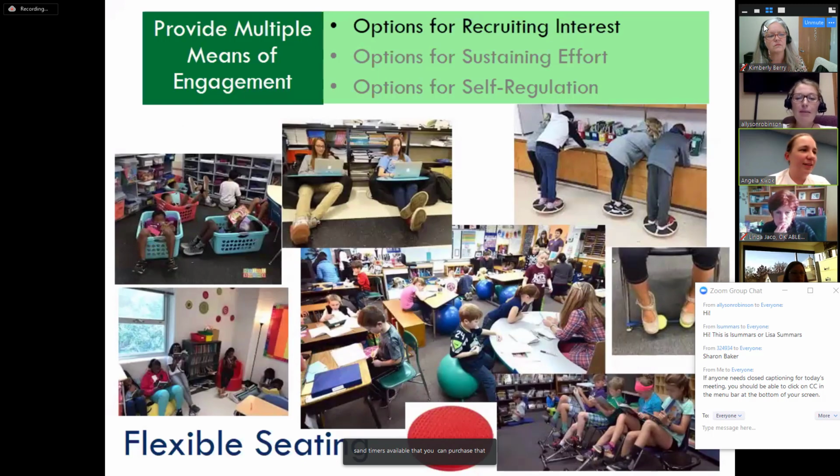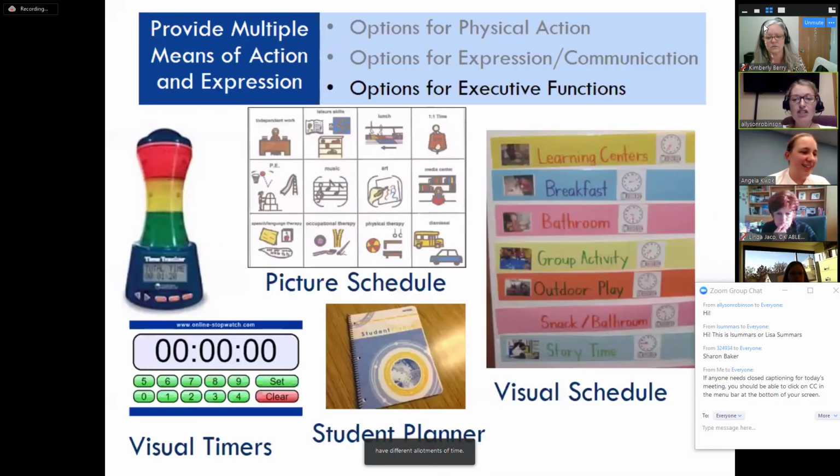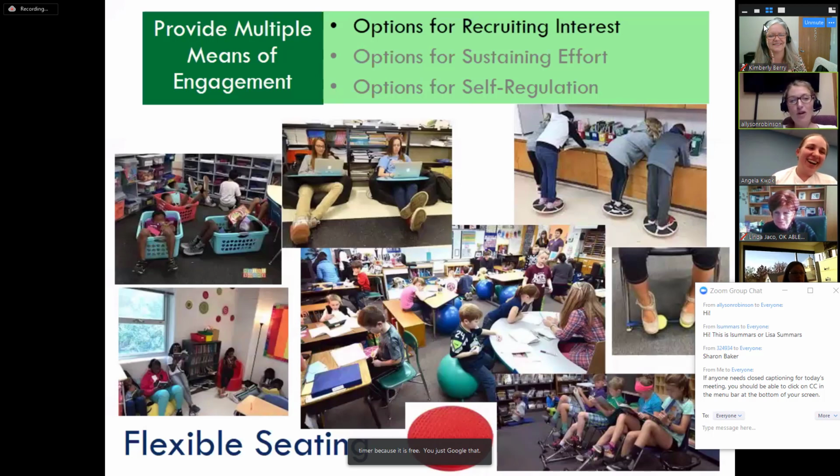That's good. I love that bottom timer because it's free. You just Google that: free online time timer. Yeah, adults like that too.